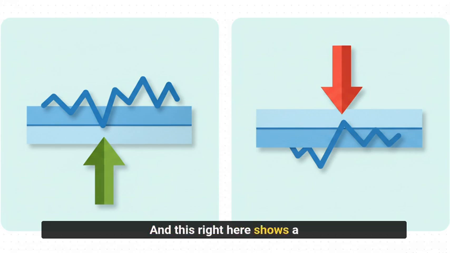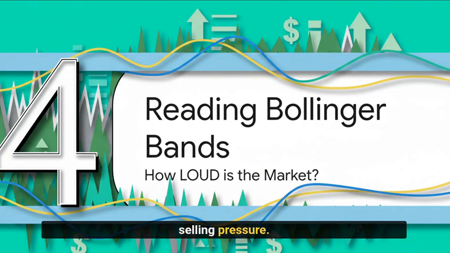And this right here shows a super basic trading strategy using these envelopes. The theory goes like this. When the price breaks out of this normal channel, like when it closes above that upper band, it signals really strong buying pressure. And on the flip side, when the price closes below the lower band, it suggests significant selling pressure. It's a simple visual cue for a potential change in momentum.